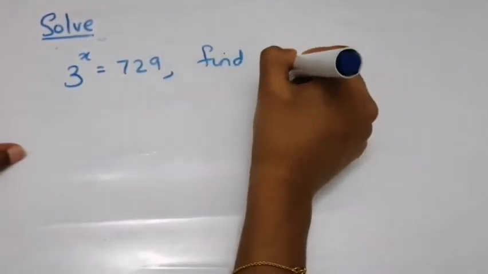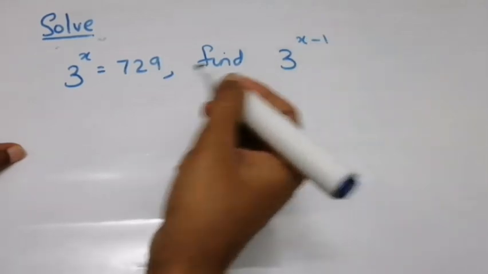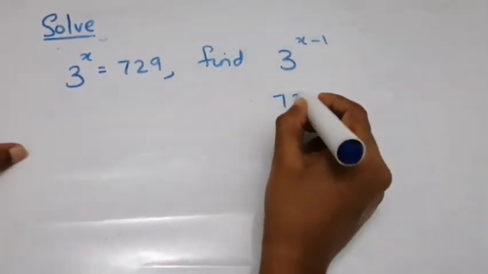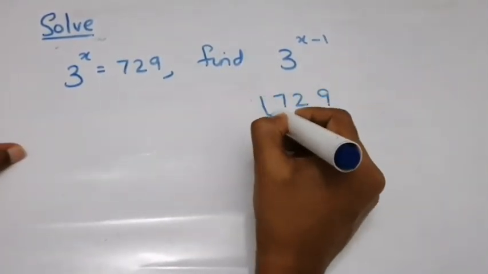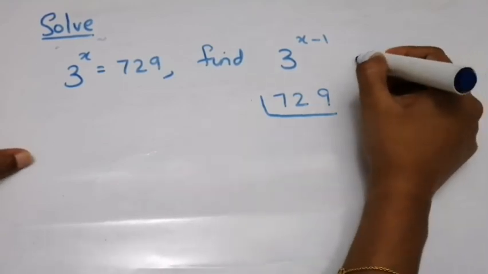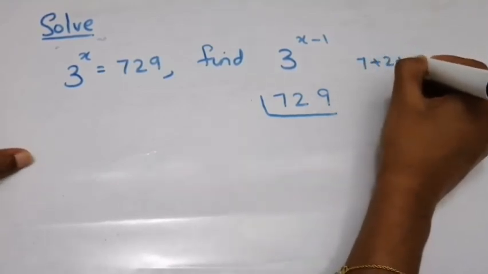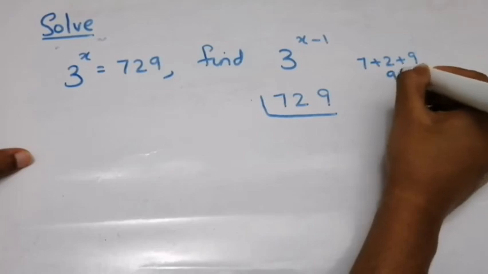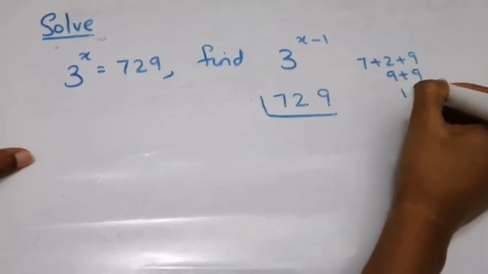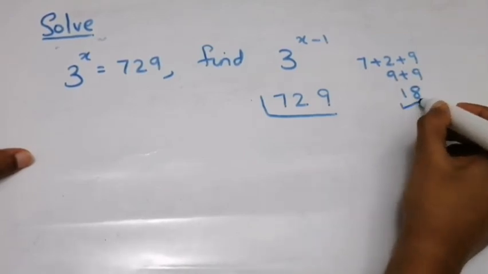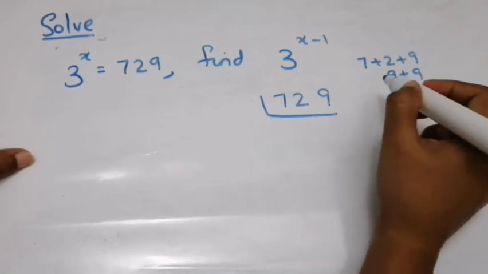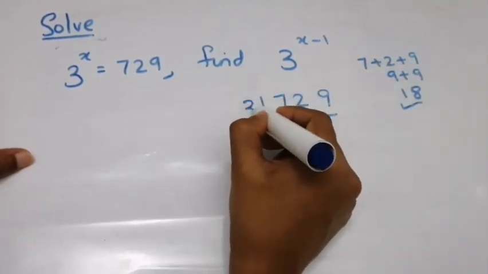Next one, if 3 to the power x is equal to 729, we have to find 3 to the power x minus 1. Okay, same method only. 729. Let us see whether this number will go in 3's table or not. 7 plus 2 plus 9 is 9 plus 9. 9 plus 9 is 18. 18 will go in 3's table. Therefore, 729 will go in 3's table.